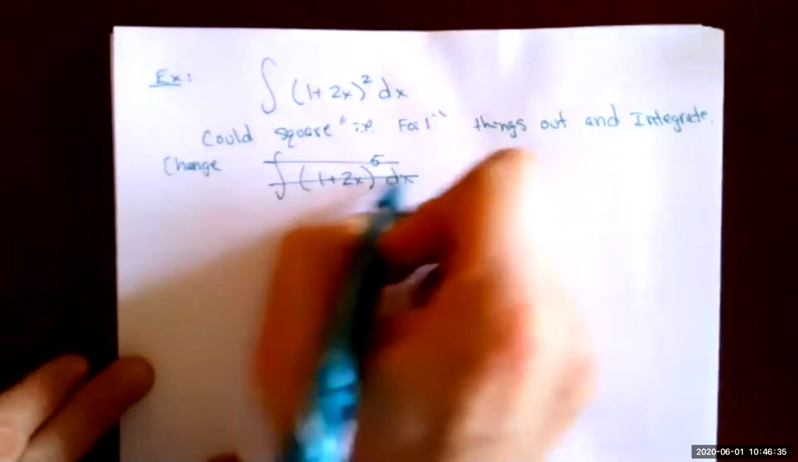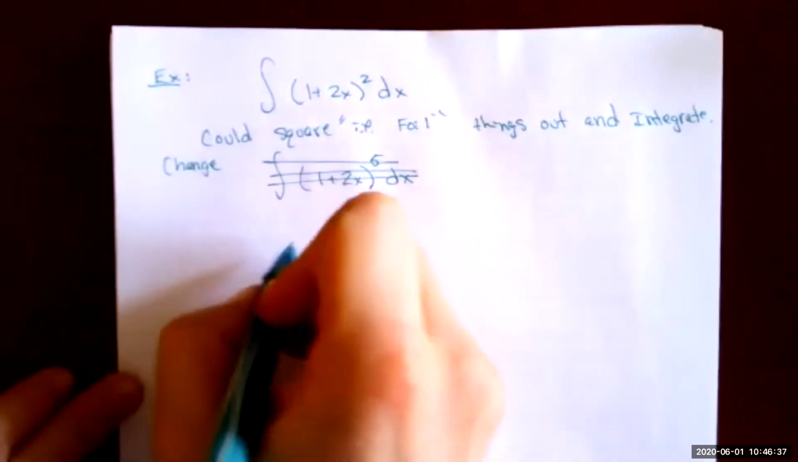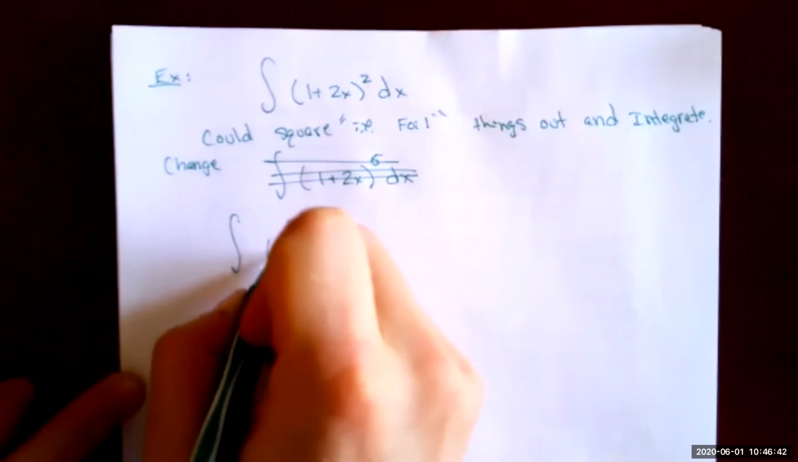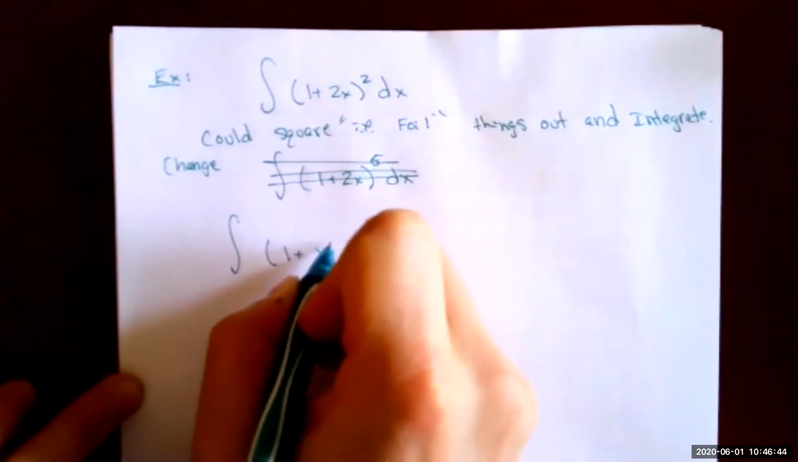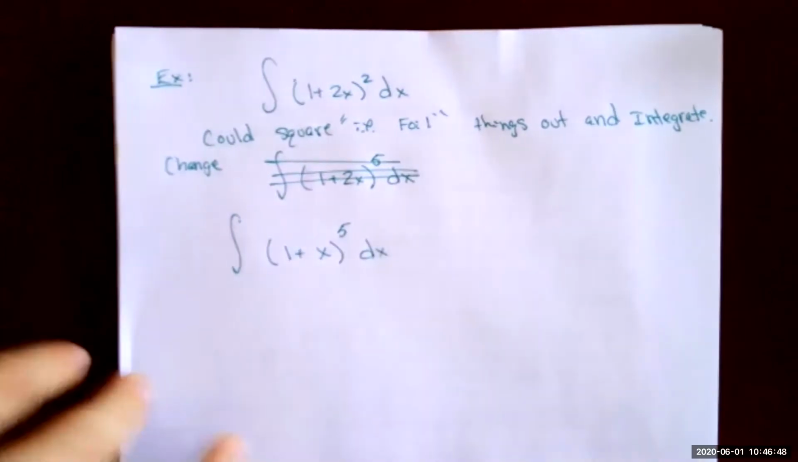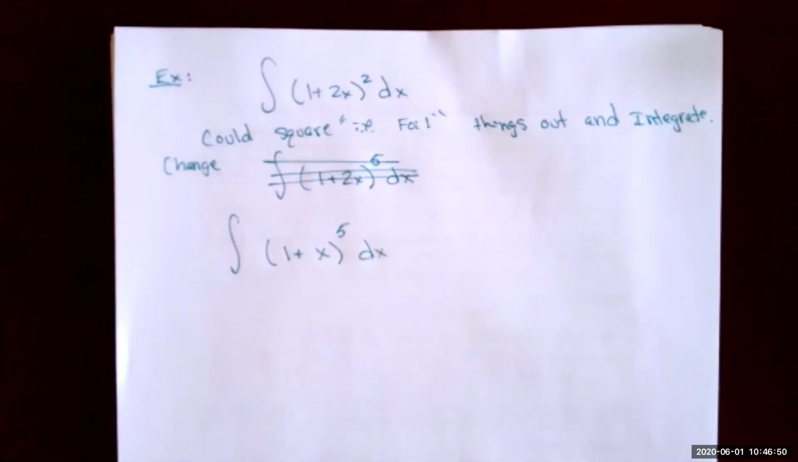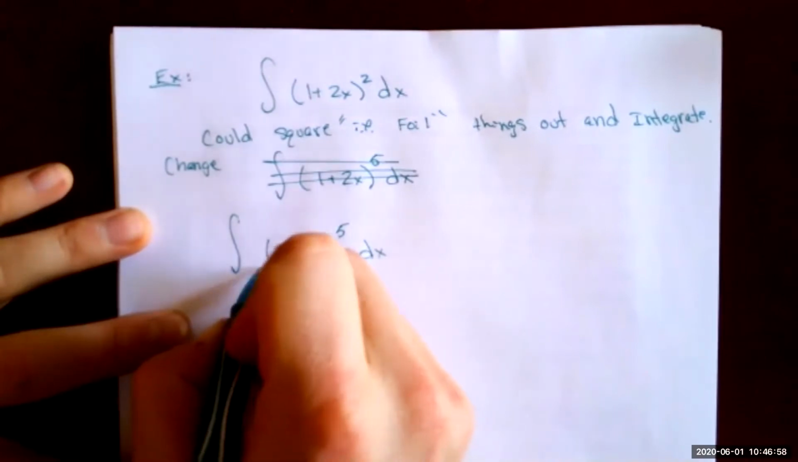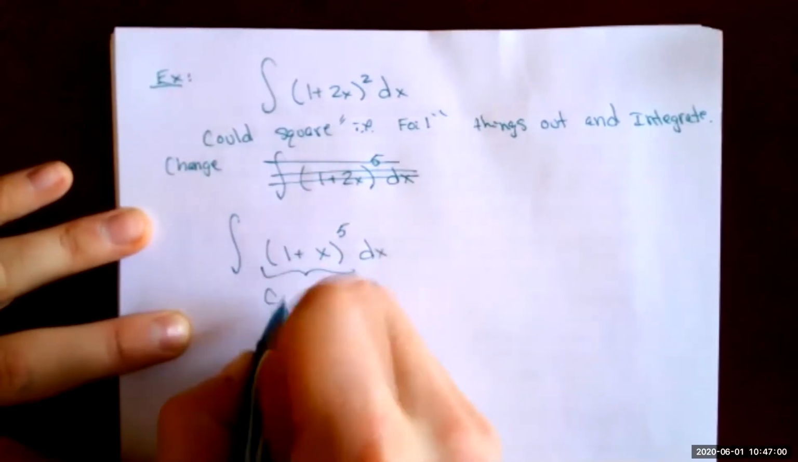So let's do this. Let me do this in such a way that it's a little more natural and easier to start off with. Let's start with 1 plus just x to the 5th dx. So maybe not too difficult to raise to the 5th, but still, we don't want to do something like this to the 5th. So what we want to recognize is this guy here is a composition of functions.